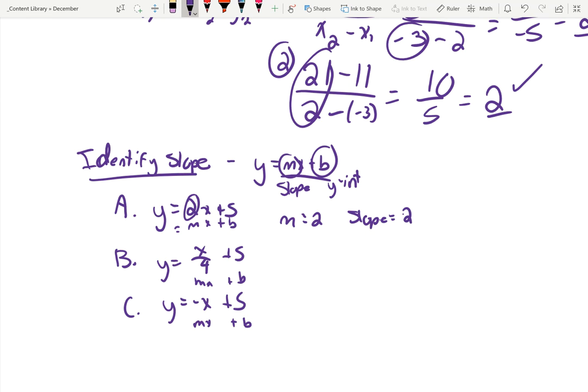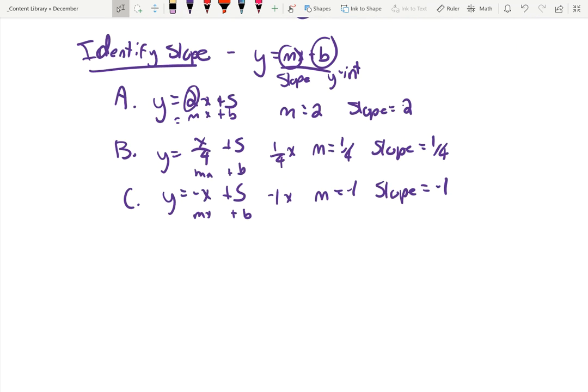Now, on B, it's a little different because it's x divided by 4. Or another way of seeing it is 1/4 times x. So it's the same thing as x divided by 4, showing us that the m is 1/4. Thus, the slope, of course, is 1/4. And the last one, we have the m being just a negative, but that negative is hiding another number. It's really negative 1 times x, showing us that m is negative 1, that the slope is negative 1. So be on the lookout for that as well.